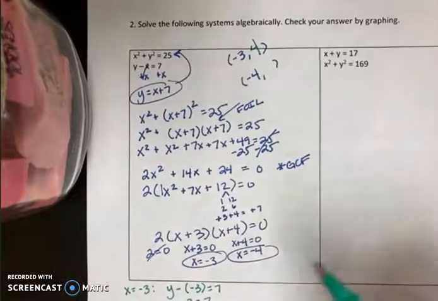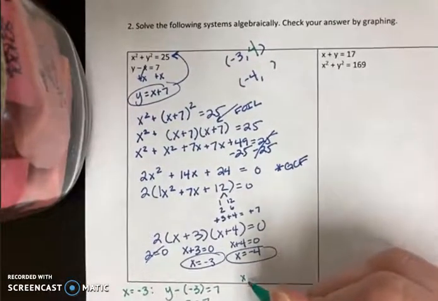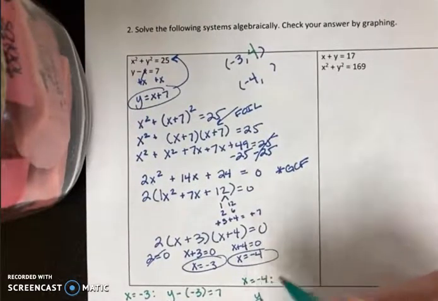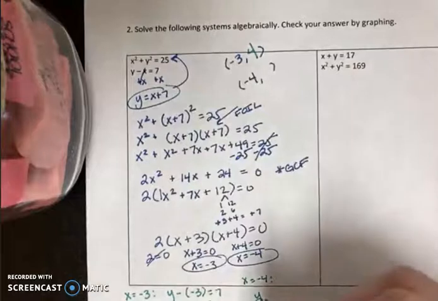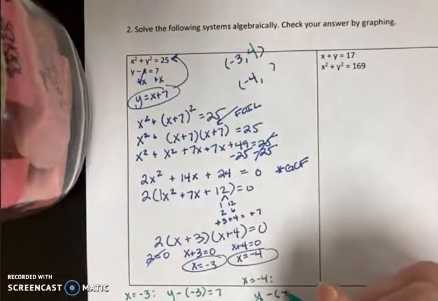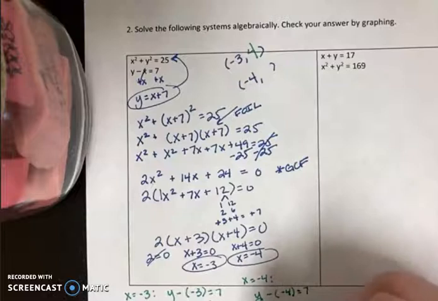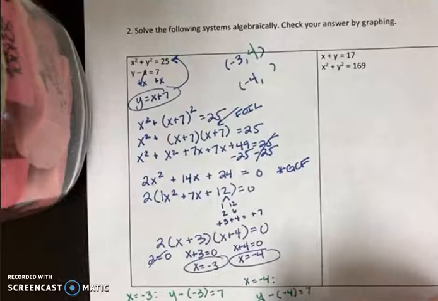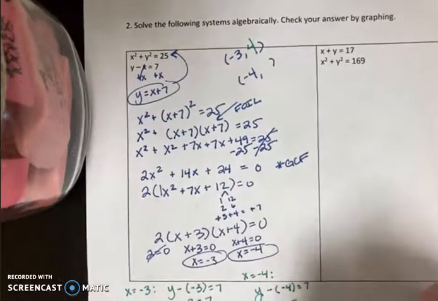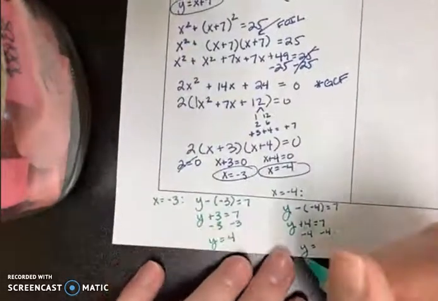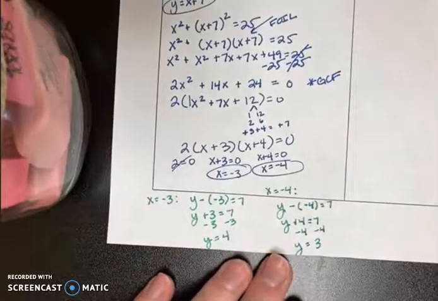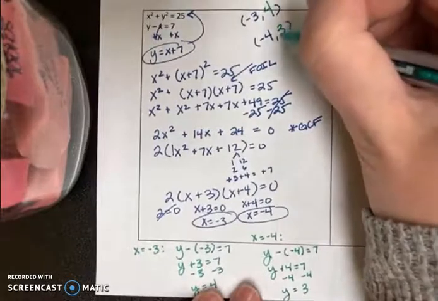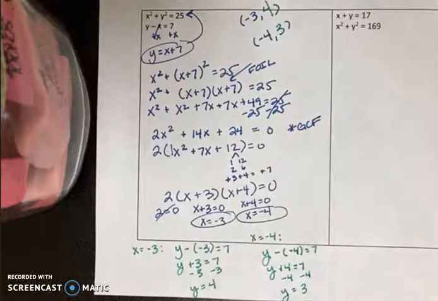And now we are going to look at when x is negative 4. We just plug the negative 4 in for x. So y minus negative 4 equals 7. That's y plus 4 equals 7. Subtract 4, y equals, oops, I'm sorry, I didn't realize you couldn't see that. Y equals 3. So 3 would go with the negative 4 x value.